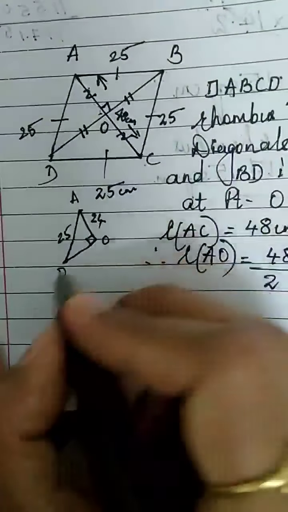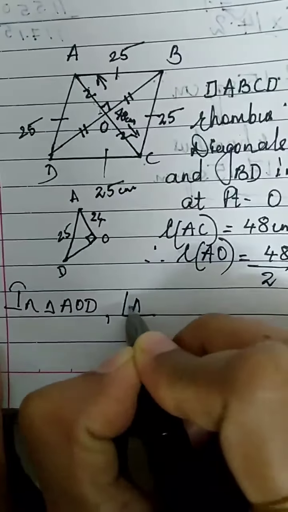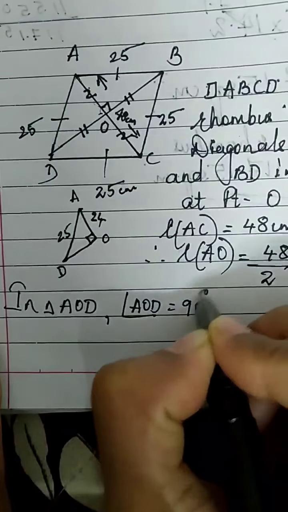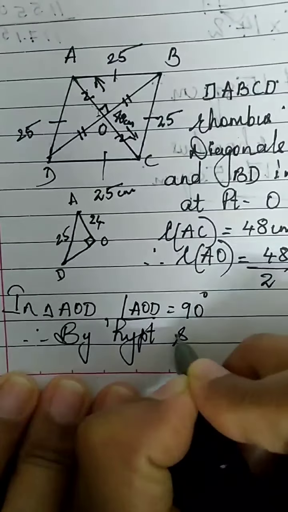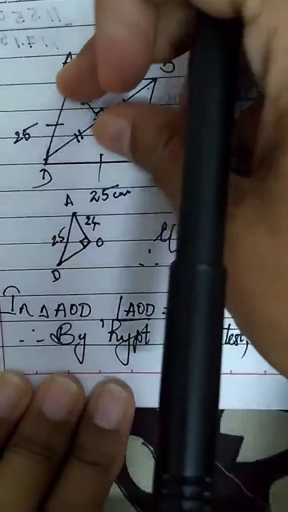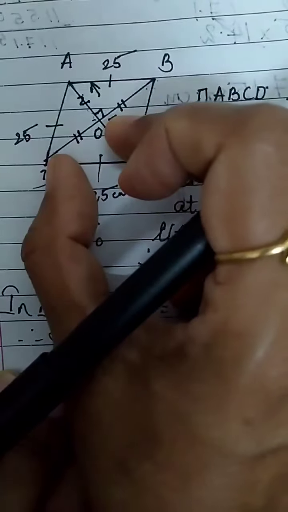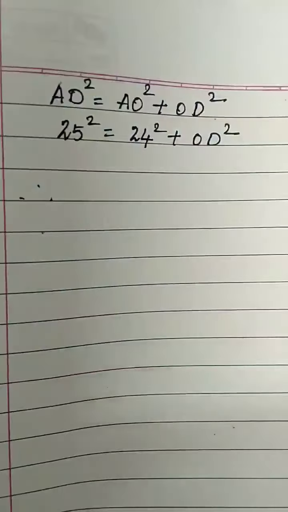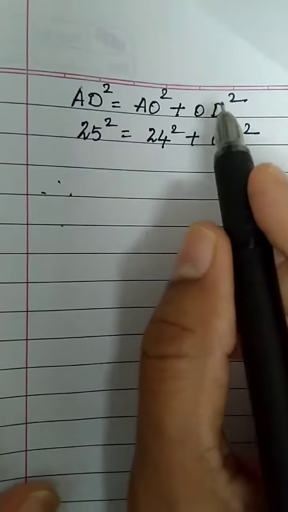Now, let us take the triangle. In triangle AOD, angle AOD is equal to 90 degree. Therefore, by hypotenuse side test, what is the hypotenuse side test? AD square is equal to AO square plus OD square. AD square, 25 square, is equal to AO, which is 24, and OD we have to find. Substitute the value and get the value of OD. Okay, so as we discussed, AD square is equal to AO square plus OD square.